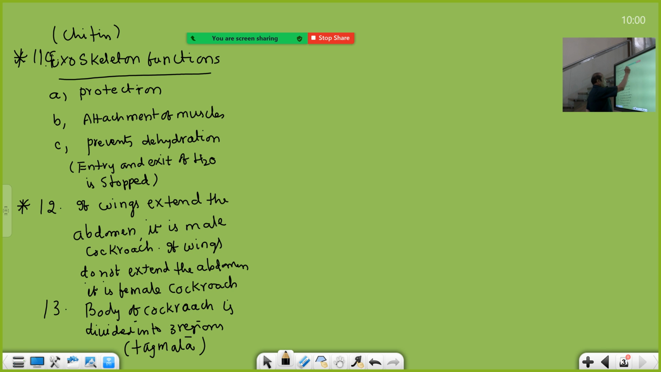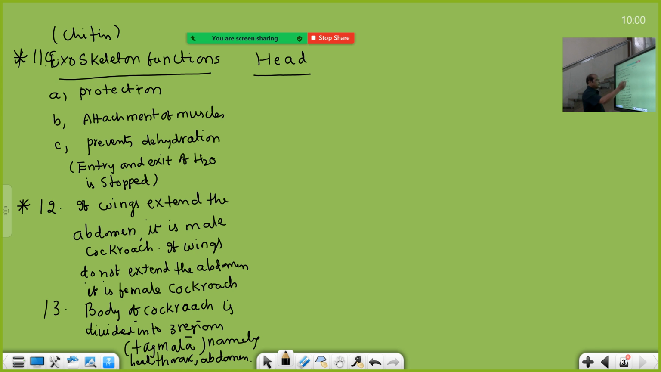So these three regions are, namely, head, thorax and abdomen. These are the three regions of the body in the cockroach. So the body of cockroach is divided into how many parts? Head, thorax and abdomen. So let us take the first part of the cockroach, the head. Now let us describe the first part.